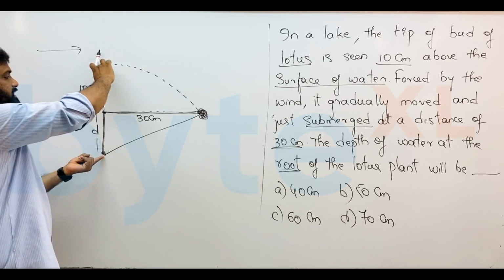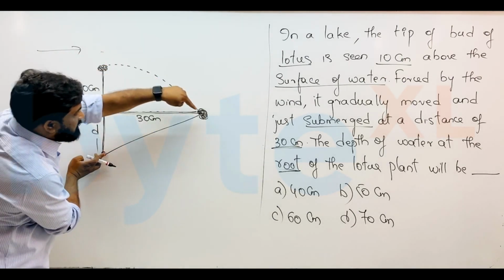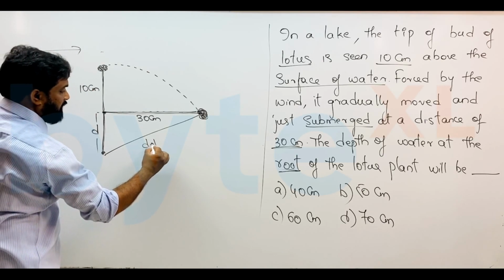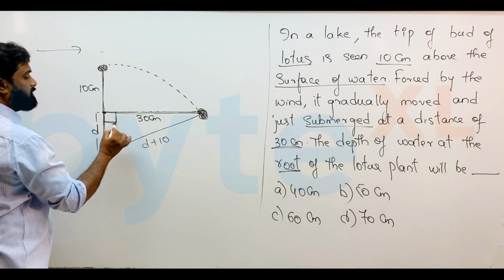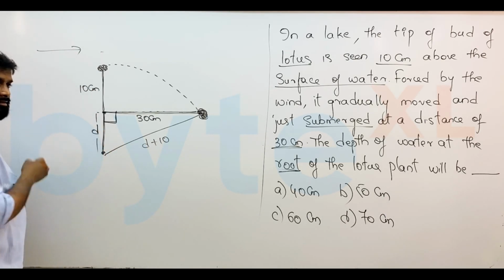Friends, this distance is nothing but the total distance of the plant. So, this distance is equal to this distance. What is the total distance? D plus 10. So, this will be definitely equal to D plus 10. Now, apply Pythagoras. This is a right angle triangle. So, he is asking what is the value of this D.